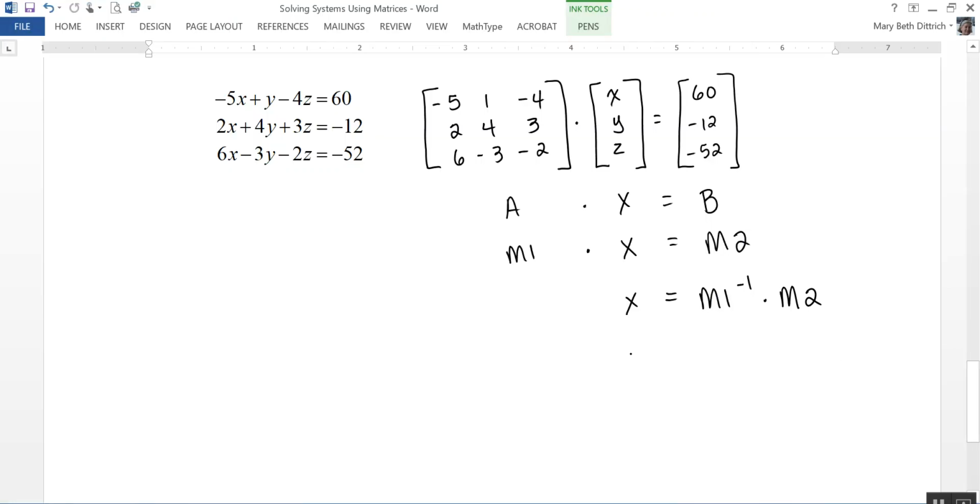Go back over here, -8, 4, and -4. Oops. And the solution written as an ordered triple is -8, 4, -4. So x is equal to -8, y is 4, and z is -4.